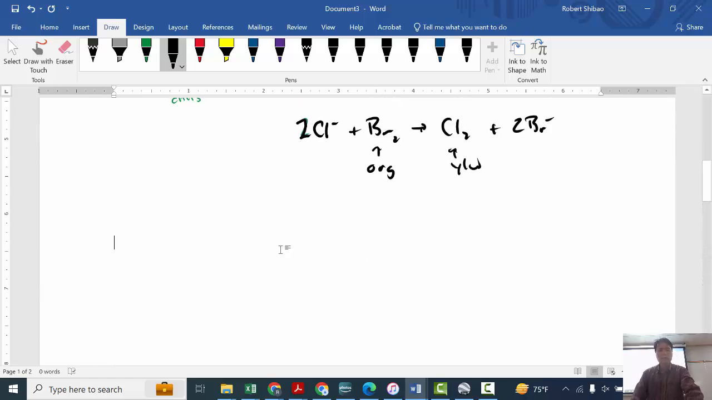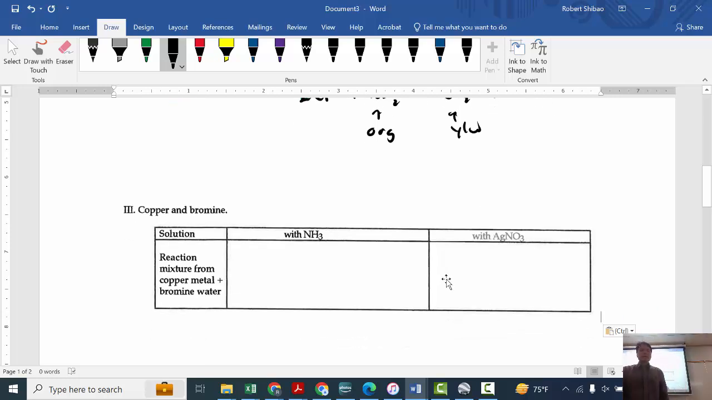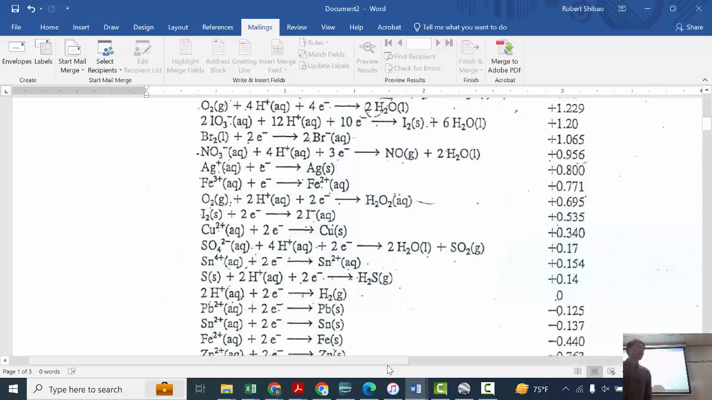So the next reaction we're going to look at is copper and bromine. So we're going to get some copper turnings. They're located in that white bucket. You see that white bucket over there with a whole bunch of copper on the top of it? You're going to cut some of those copper turnings, and you're going to put it in the test tube. And then to that test tube, we're going to add bromine water.